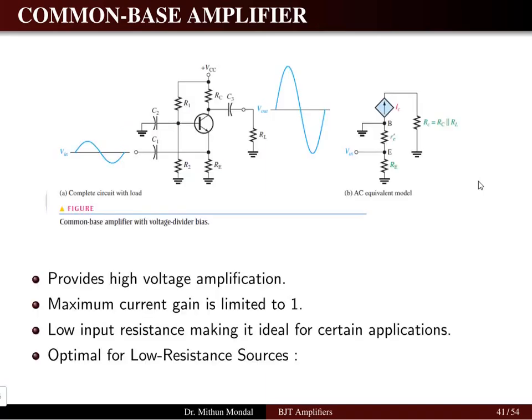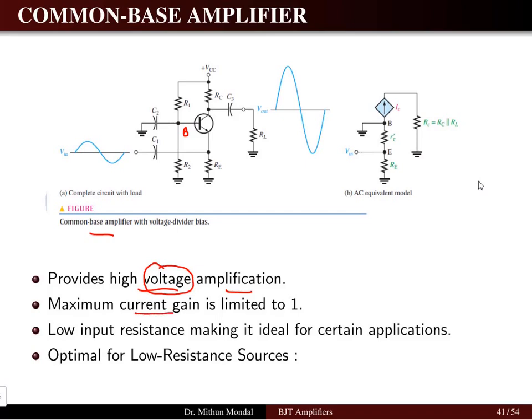So let us see what we have on the common base amplifier when it is connected in the form of voltage divider biasing. We have seen that in the voltage divider biasing configuration, we have two resistors R1 and R2 connected in parallel at the base terminal. Here, the common base gives high voltage amplification. So the voltage we get at the output is high as compared to the input.